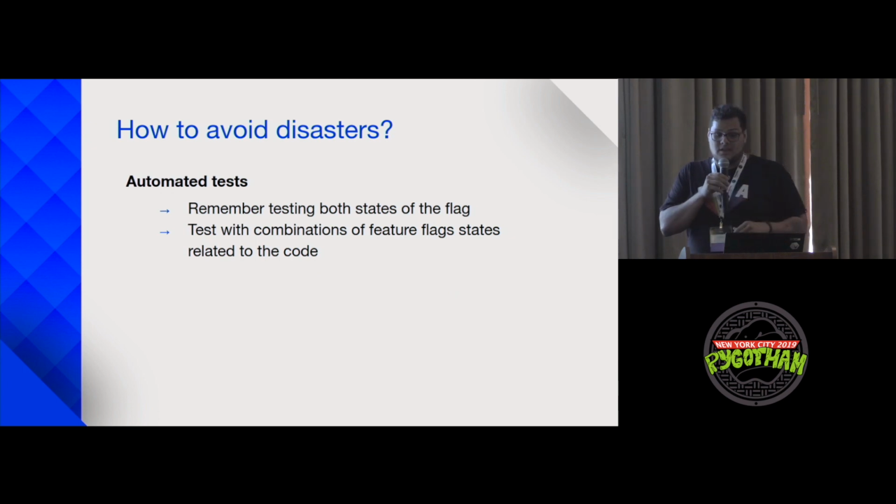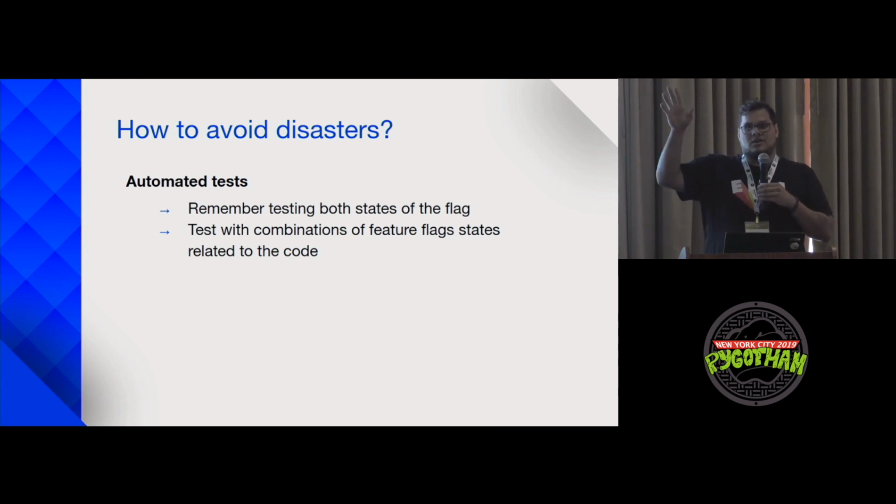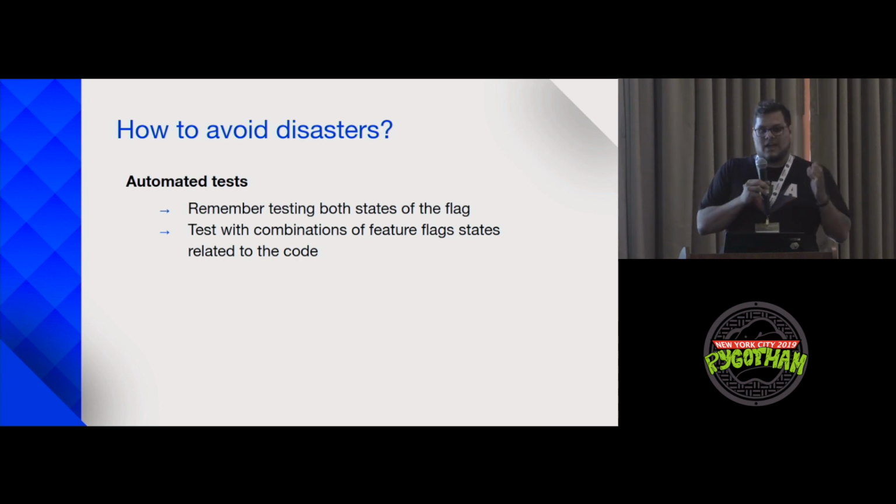One other thing is automated tests. You need to create automated tests for both states, on and off the flag, because things may break only in the off state, for instance, while the flag is on in production. You're not going to see the bug unless you turn it off. So you have to test all the states of the flags, even combinations of them if possible.